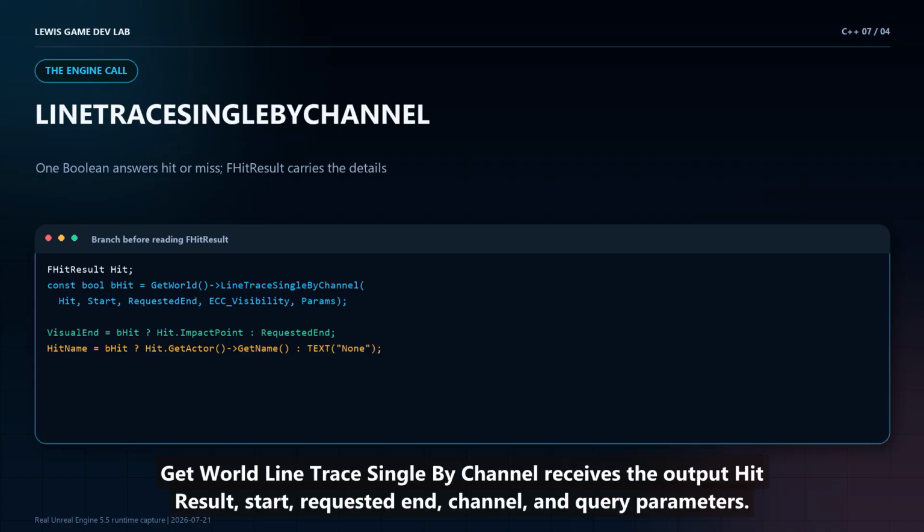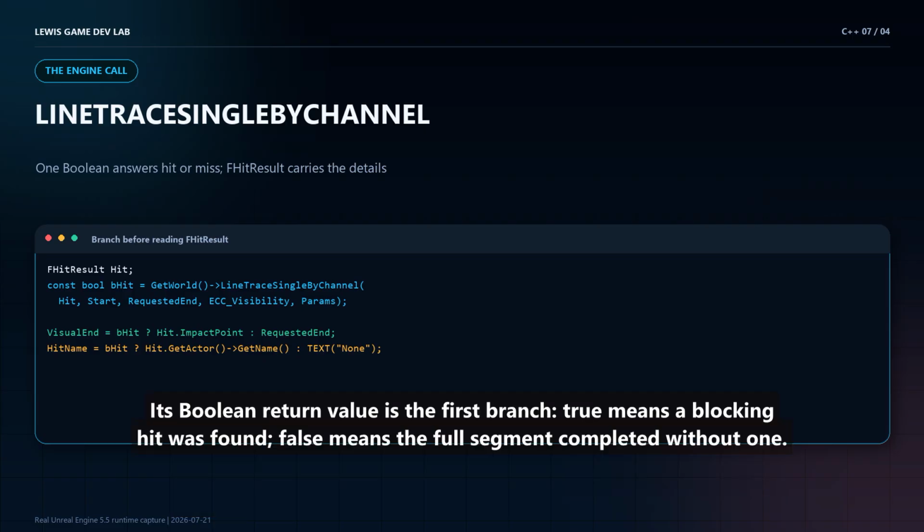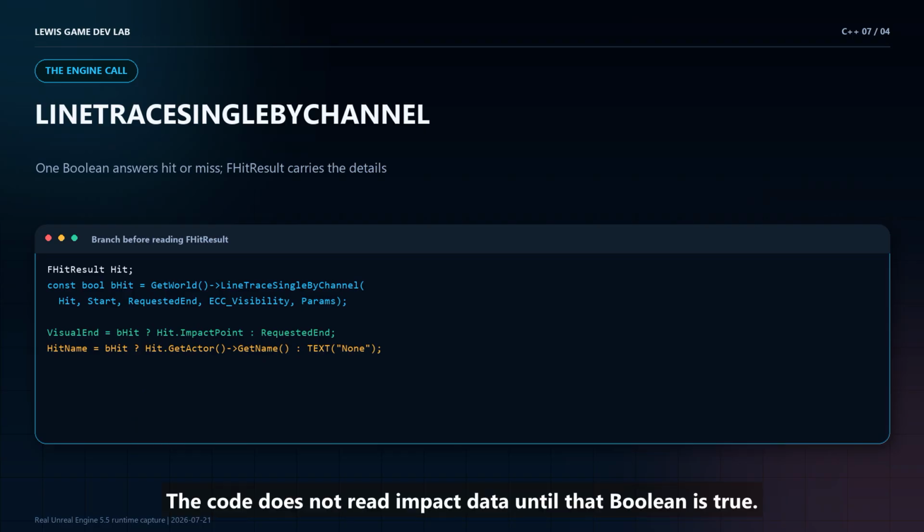GetWorld()->LineTraceSingleByChannel receives the output hit result, start, requested end, channel, and query parameters. Its Boolean return value is the first branch. True means a blocking hit was found. False means the full segment completed without one. The code does not read impact data until that Boolean is true.